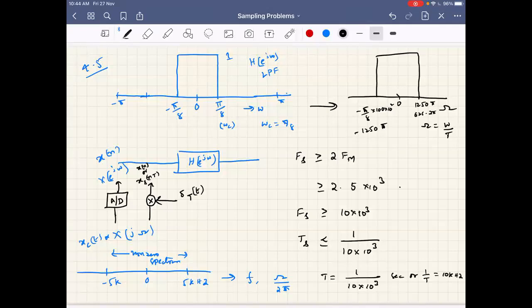Okay. So in terms of frequencies, the cutoff frequency FC is equal to 625, correct? For the continuous time filter. Yes or no? Fine? Yes, sir.